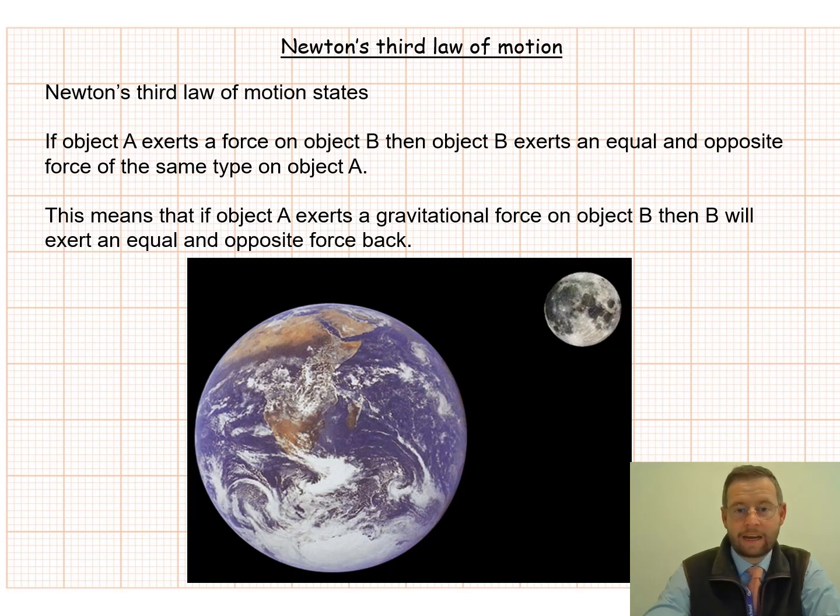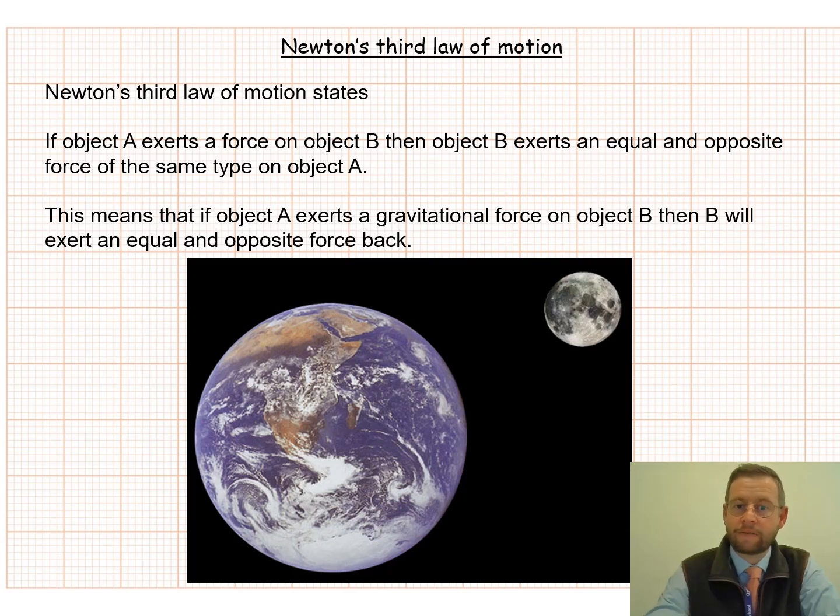It means that between the Earth and the Moon there is a force of gravity, and that it is equal and opposite. But you may say to yourself, how can it be equal and opposite? If the Moon is much smaller than the Earth, how is it capable of pulling on the Earth with the same force as the Earth pulls the Moon?